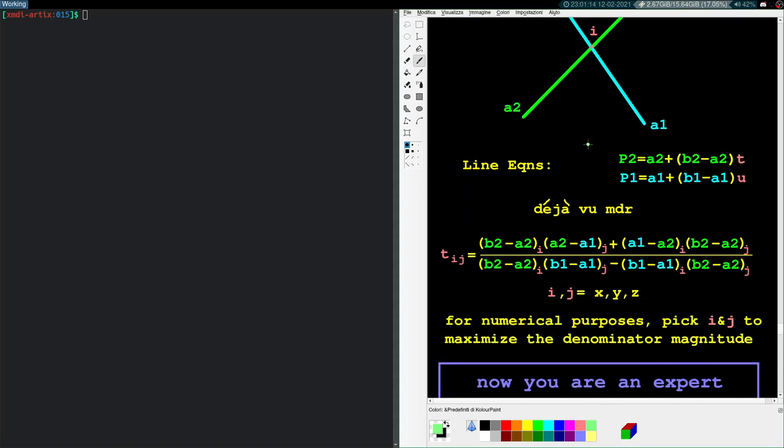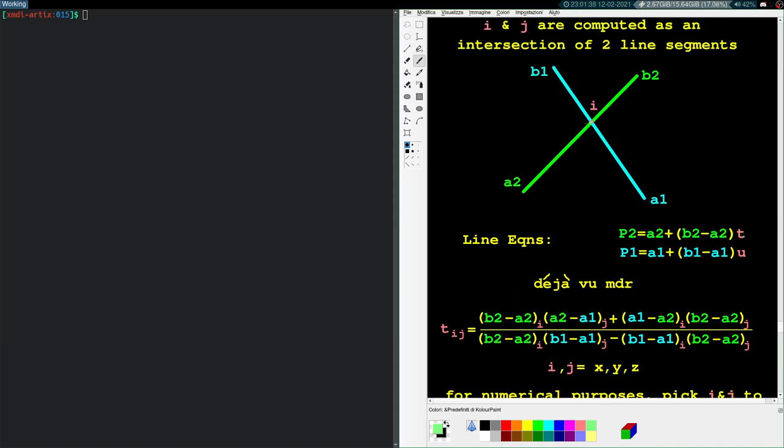So basically, we have a similar sort of T value as before. We're going to have 3 candidate T's. So we have TXY, TXZ, and TYX. And again, you want to evaluate the denominator first and see whichever denominator has the maximum magnitude and use that denominator and that numerator for calculation of T. And once you have T, you can compute the point of intersection very easily.